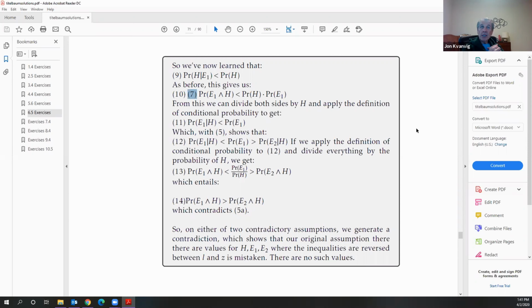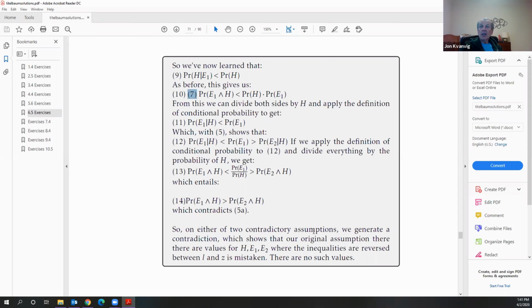the probability of E1 given H is less than the probability of E1, which is greater than the probability of E2 given H. If we apply the definition of conditional probability to 12 and divide everything by the probability of H, we get that the probability of E1 and H is less than the probability of E1 divided by the probability of H, which is greater than the probability of E2 and H, which entails that the probability of E1 and H is greater than the probability of E2 and H, which contradicts 5a.